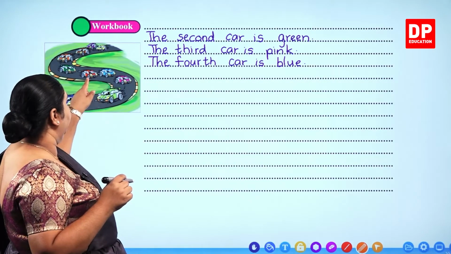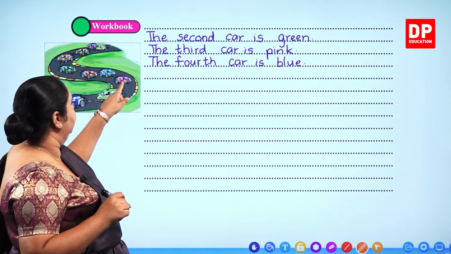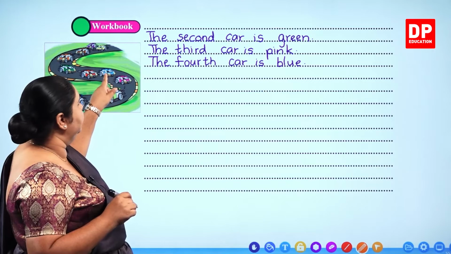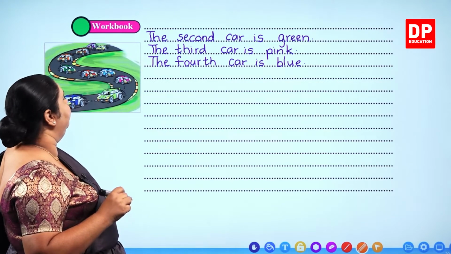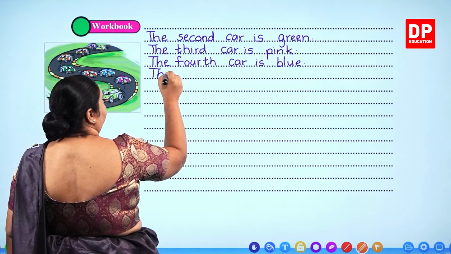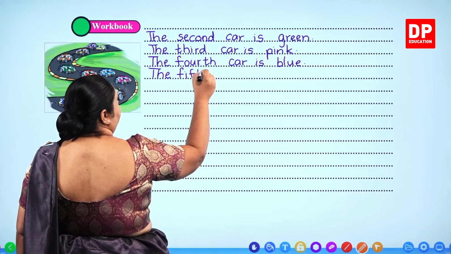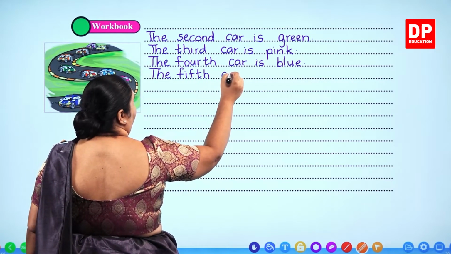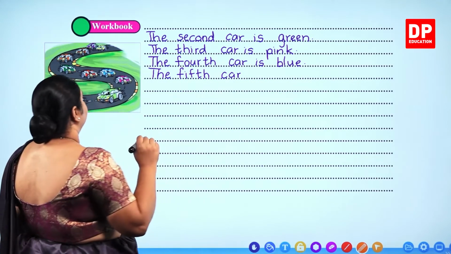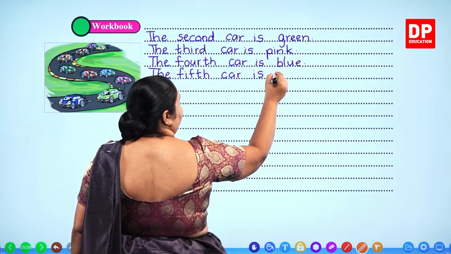Next one, the fifth car. Now, the first one is blue. Second one is green. Third one is pink. The fourth one is blue. And again, we have the fifth one. Now, we have to write the word fifth. The fifth. F-I-F-T-H. The fifth car is what color? Red. The fifth car is red.